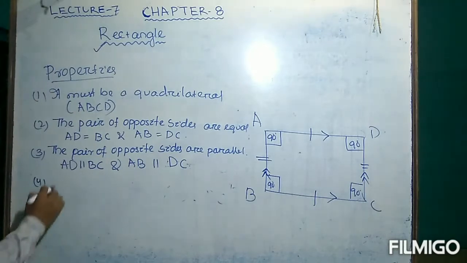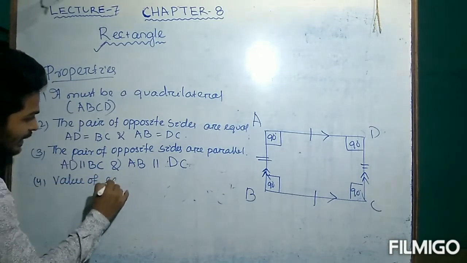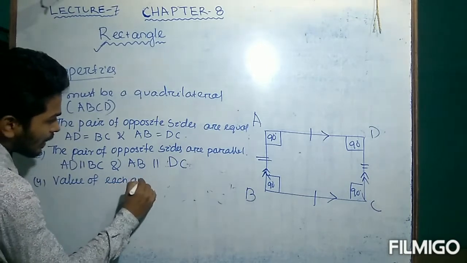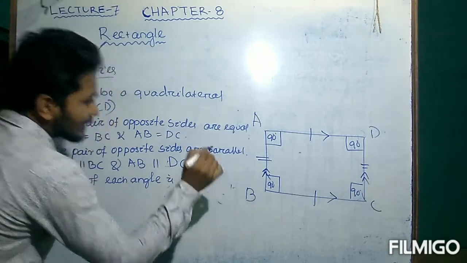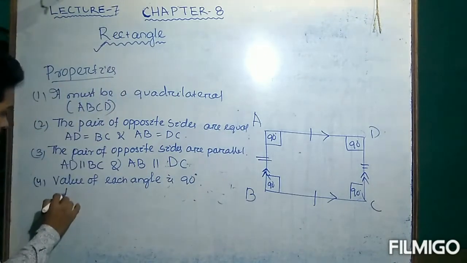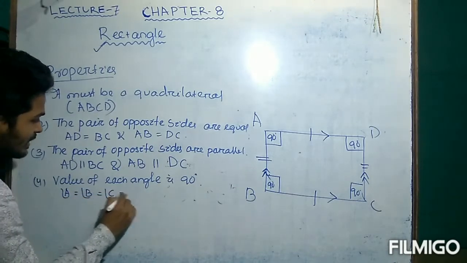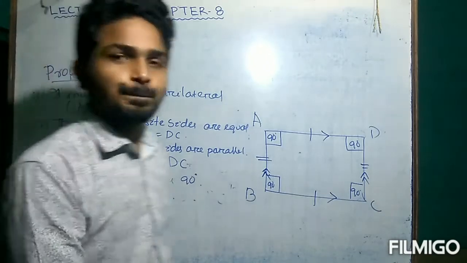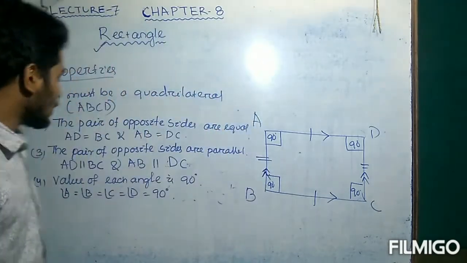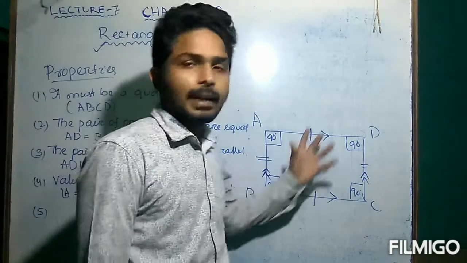Okay, so you can write, value of each angle is 90 degrees. It means for this figure angle A is equal to angle B is equal to angle C is equal to angle D is equal to 90 degrees. That is clear? So this fourth property is the most important property for a rectangle.